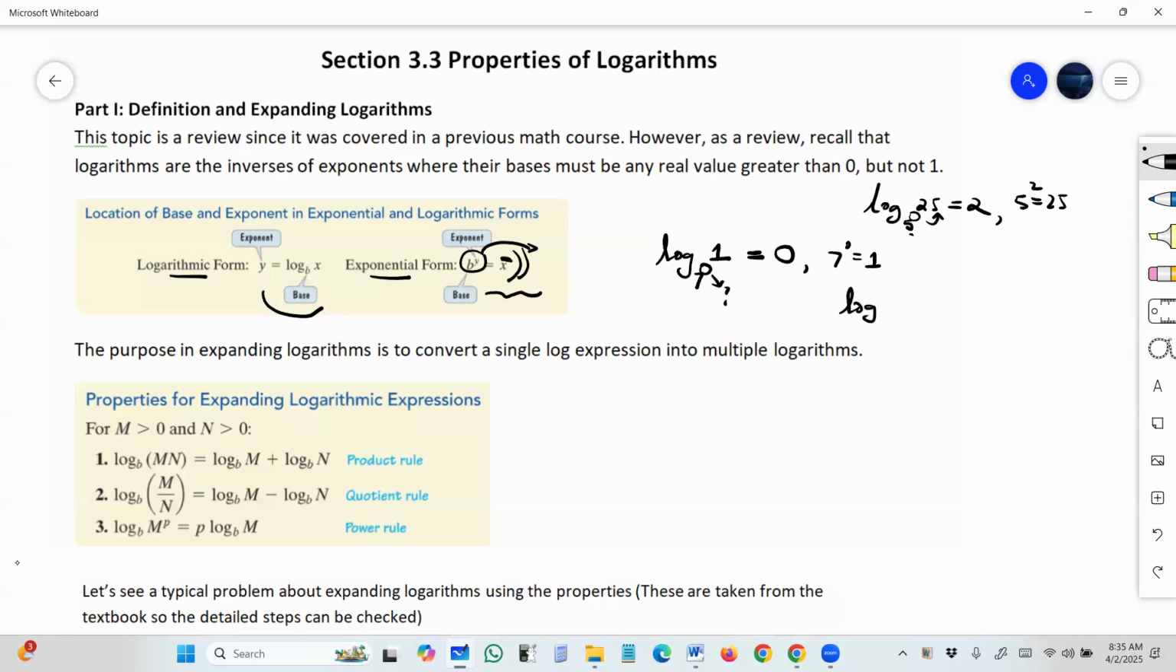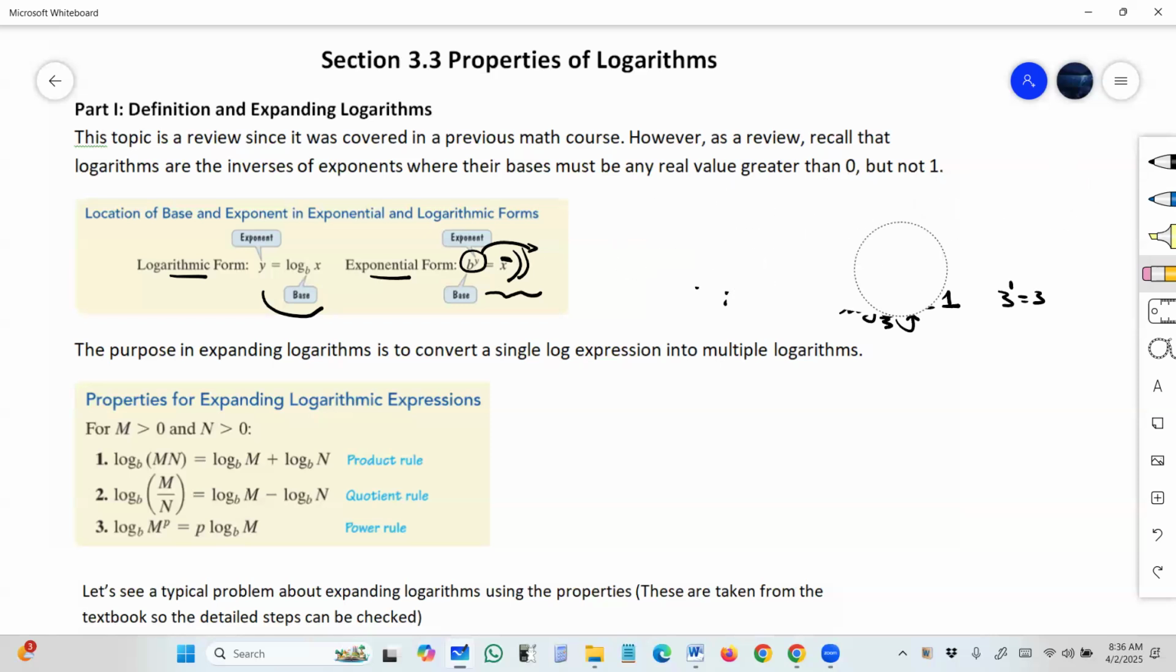Or one last example, log base 3 of 3. The answer is the exponent that goes here in order to get 3. So obviously, the answer is 1, because 3 to the 1 is 3. Again, this is a review. If you need extra information on the properties of logs, or these basic definitions of logs, you can take a look at your notes from Math 119 or just do a check online and see some more examples.